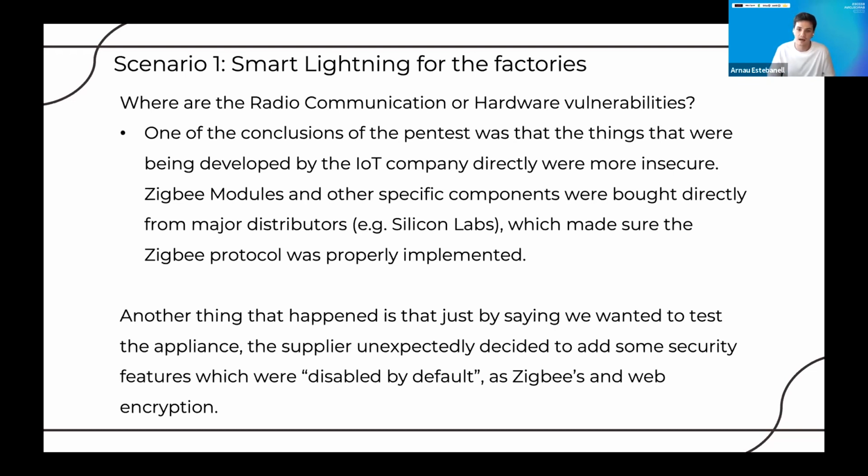Another thing that can happen is that sometimes companies will tweak some of the configuration, and there are occasions where you can find some security measures off that can put the system at risk. Okay.